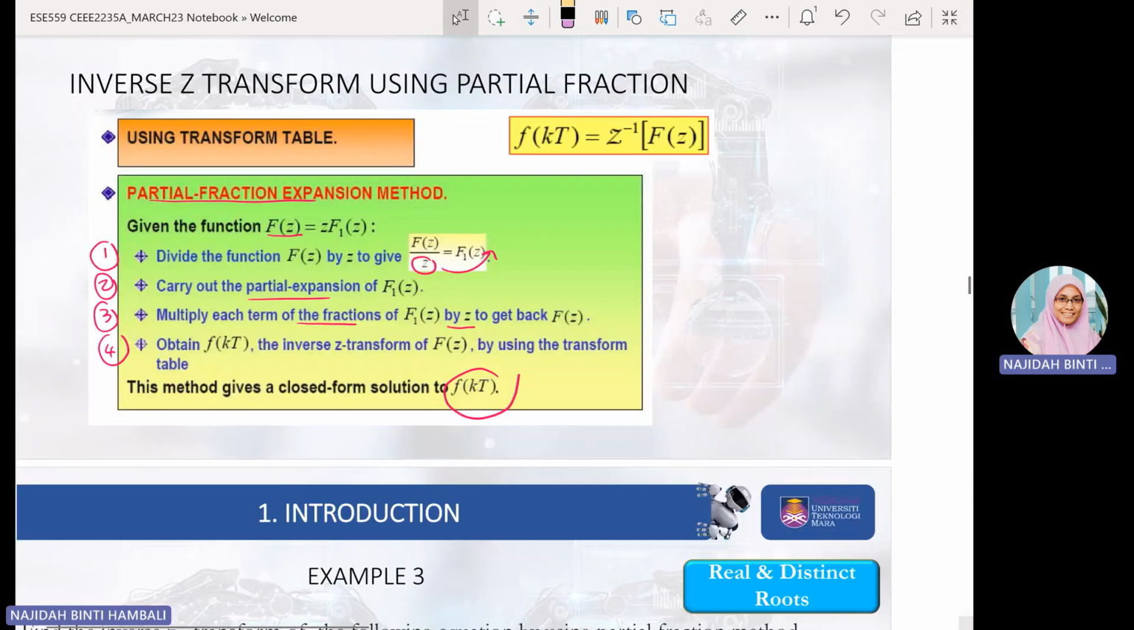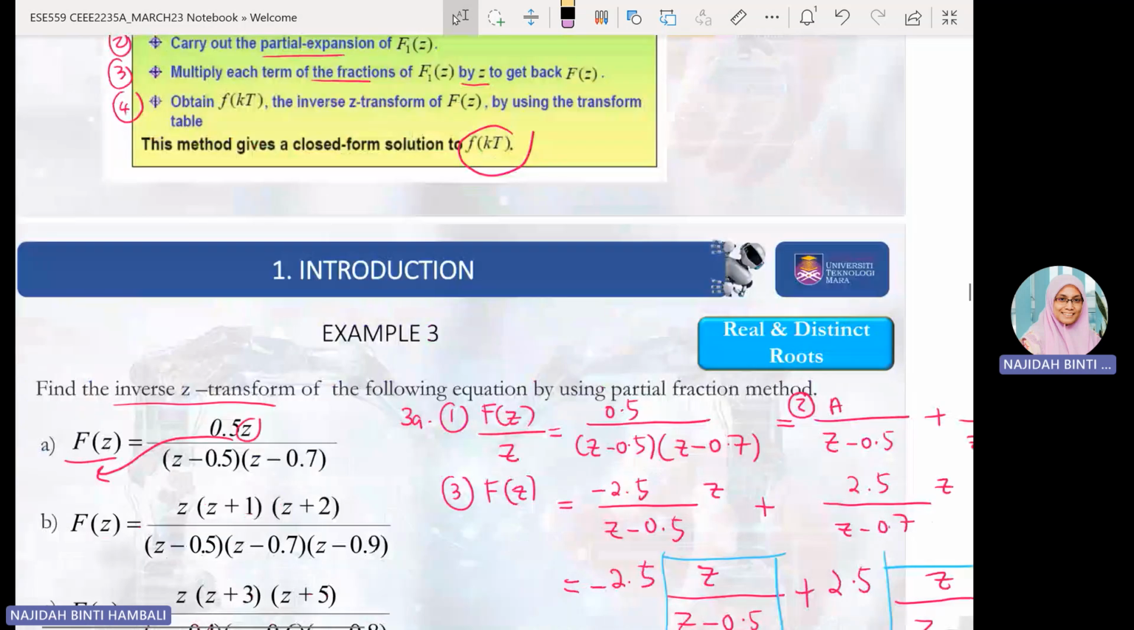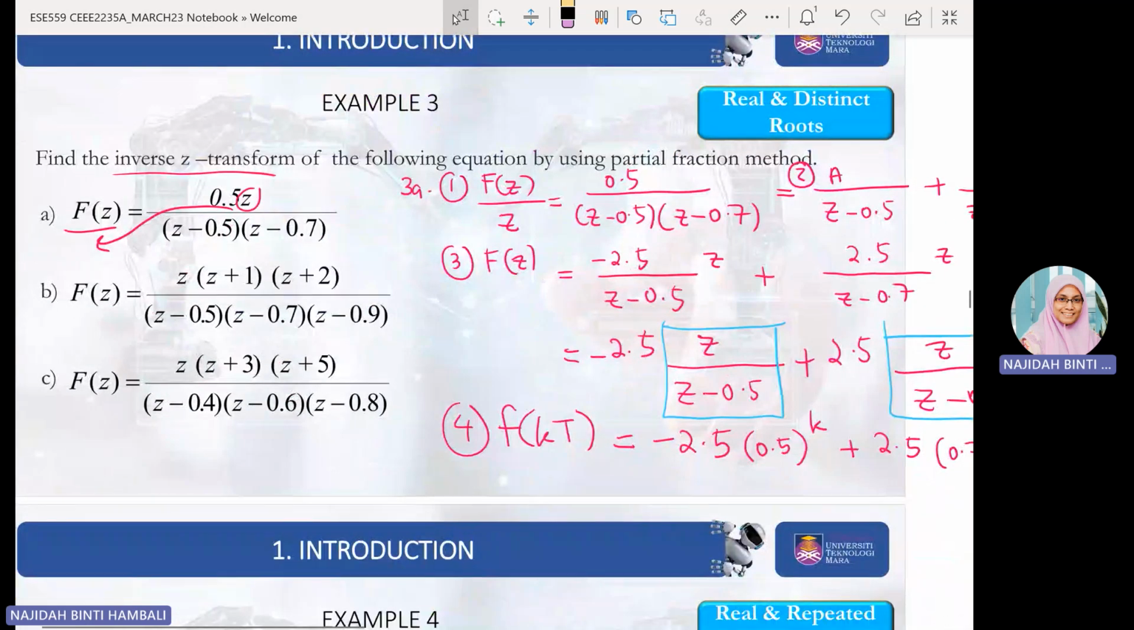After you determine the coefficients from the partial fraction method, the third step is to multiply the equation by z, the numerator z. From the left side, you bring it to the right side. Then you will get the format or arrangement like in the table, and then you can convert into the sequence signal in step number 4, determine f(kT). Be careful with the negative or positive polarity, whether it is repeated roots or not. Check properly. So we have done example number 3, example A and B.